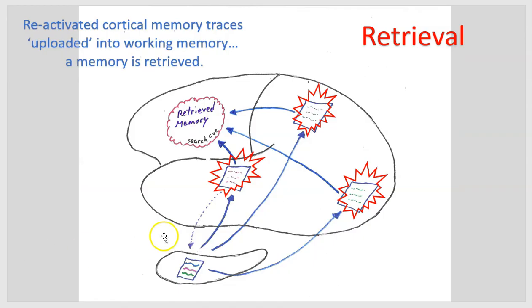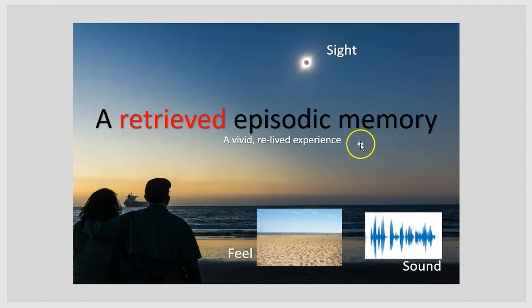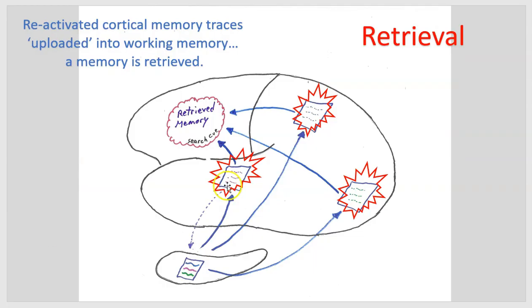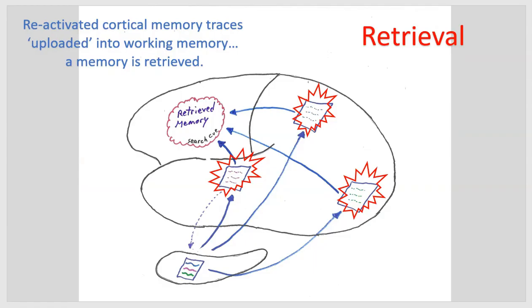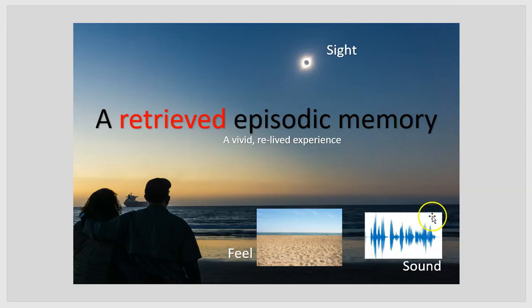Because my brain successfully reactivated the cortical memory trace in the visual system, I can remember what it looked like. Because my brain successfully reactivated the cortical memory trace in the touch areas of the brain, somatosensory cortex, I can remember what the sand felt like. Because my brain was able to successfully activate the cortical memory trace in the auditory cortex, I can remember what the event sounded like. Put it all together, I have an episodic memory that I successfully retrieved.